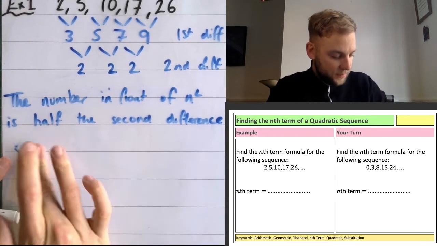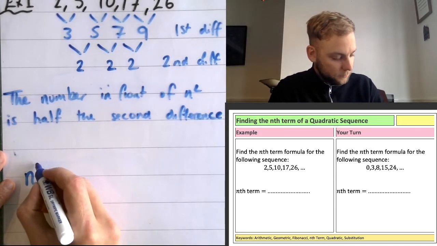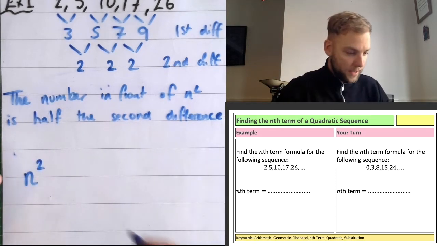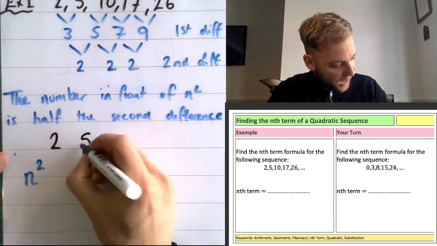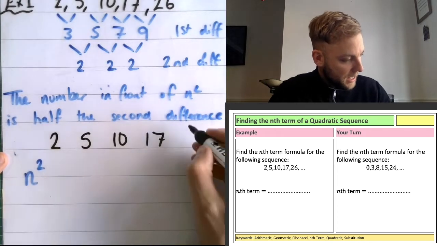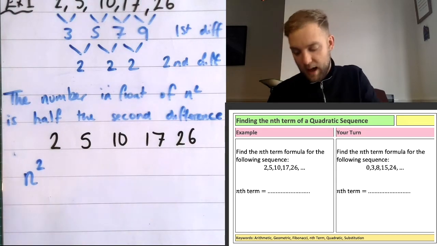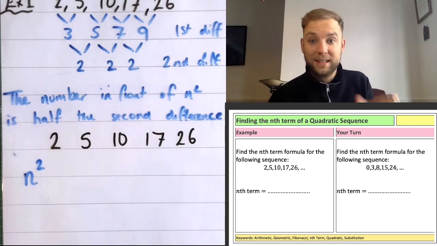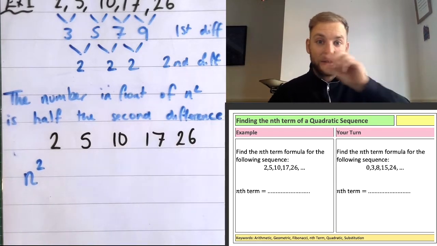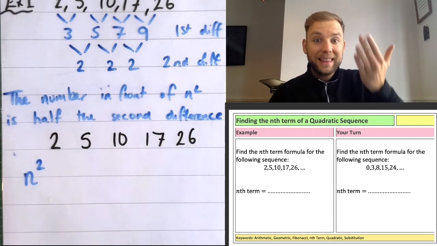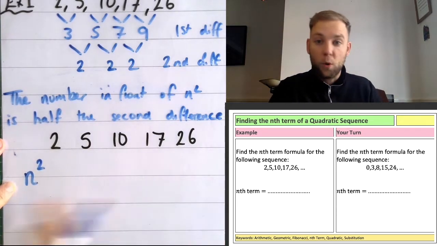Now, the way that I do this is I write down n squared, and I write the sequence above it, which is 2, 5, 10, 17, and 26. I know that it starts off with n squared, but I want to find out what the rest of it is. So I need to take away n squared from my original pattern, because if I take the n squared away, I'm just left with that last part. So here, you need to work out what the pattern for n squared is.